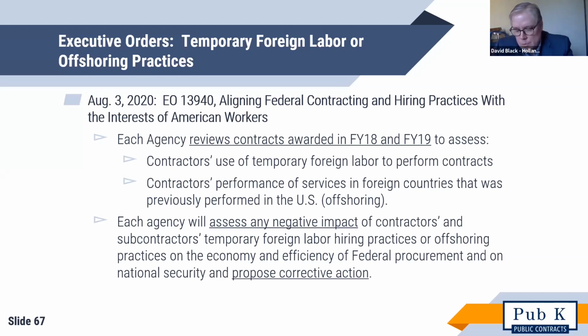This executive order basically required a review of contracts awarded in fiscal years 2018 and 2019 to assess how contractors are using temporary foreign labor to perform contracts, and contractors' performance of services in foreign countries that was previously performed by the U.S., offshoring. Then agencies are supposed to assess any negative impact they find from these practices and to propose corrective action. Again, that one was maybe setting up some future activity. The question will be whether those priorities align with the new administration's. Next slide.